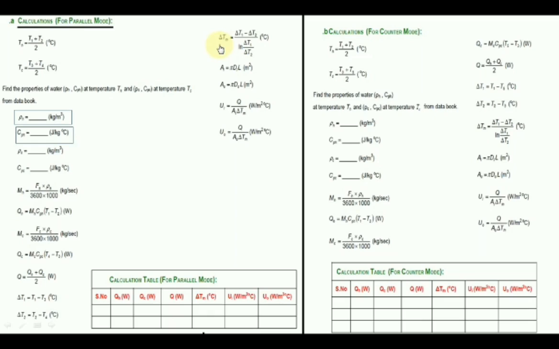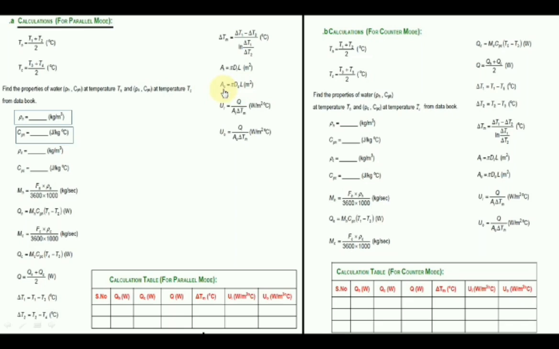Then after that, you need to calculate the value of AI. AI is the inside area of the tube, and its equation is pi DI L. We know the value of pi, DI is the inside diameter of the tube, its value is also given, and L is the length of the tube. So we will be able to calculate the value of AI. In the same way, we need to calculate the outside area of the tube, that is AO. AO is pi DO L. We know pi is 3.14, DO is also given, and L is the length of the tube, its value is also provided to us. So we will be able to calculate the value of AO.